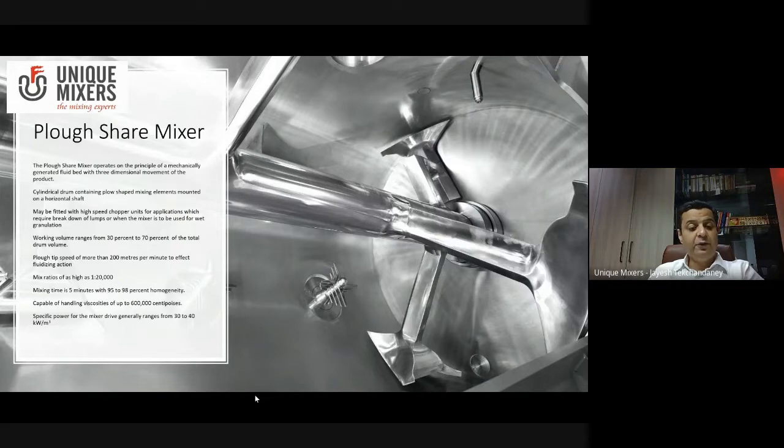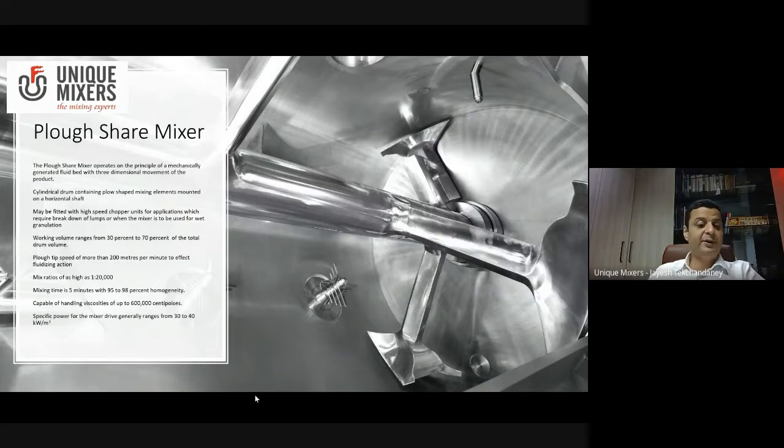The big advantage of using a plowshare mixer is that you can have product combinations with ratios as high as 1:20,000. So there is one ingredient which is 20,000 parts, and another ingredient which is just 1 part, and still you can do a good mix in a plowshare mixer. It mixes in a very short period of time. Within 5 minutes, you can easily achieve 95 to 98% homogeneity. It is capable of handling viscosities up to 6 lakh centipoise.